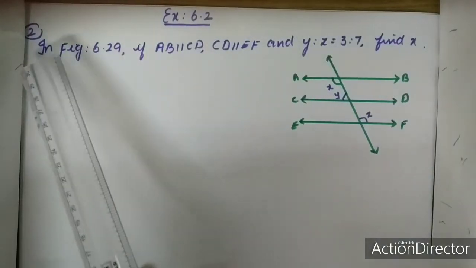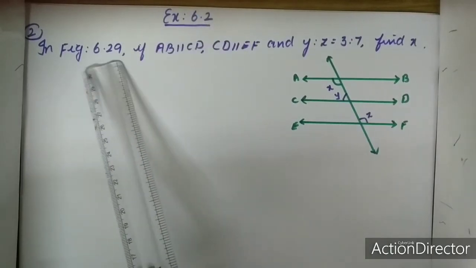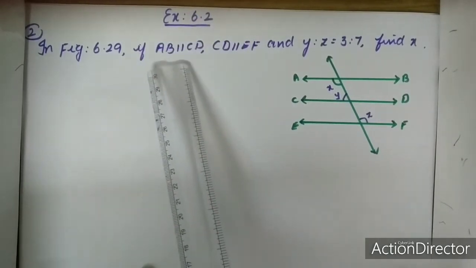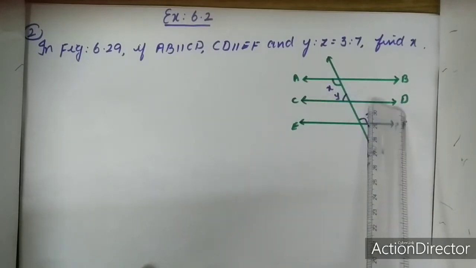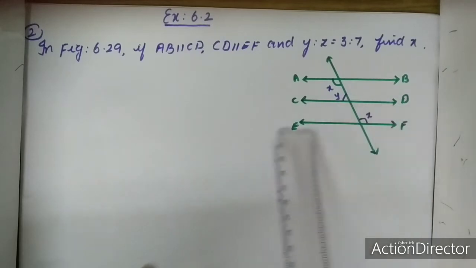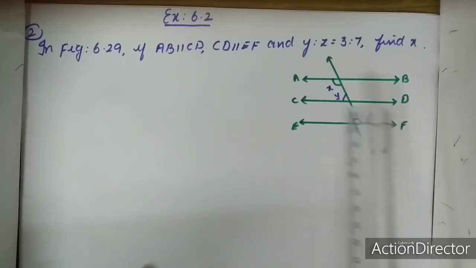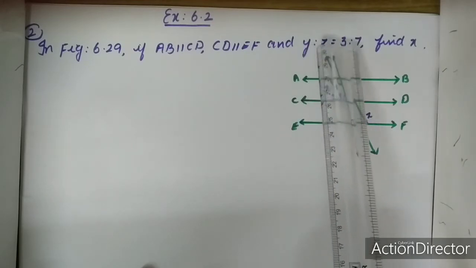Now we will move on to the second question of exercise 6.2. In figure 6.29, you can see it in your book, AB is parallel to CD. Here it is given AB is parallel to CD and CD is parallel to EF. And the ratio of angle Y to Z is equal to 3:7.